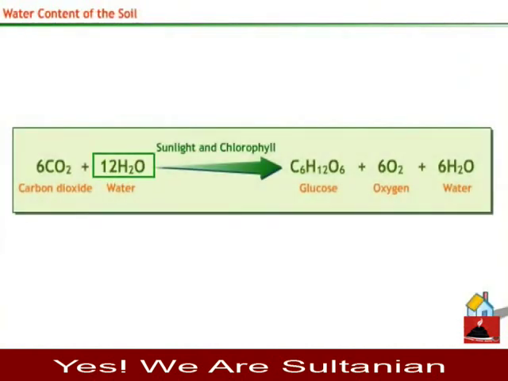Water is very important for photosynthesis, and a shortage of water decreases the rate of photosynthesis. Only a very small percentage of the water absorbed by the plant is used for photosynthesis, and the rest is lost due to transpiration.